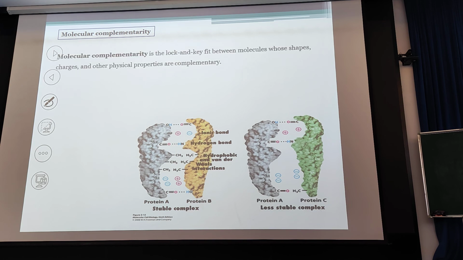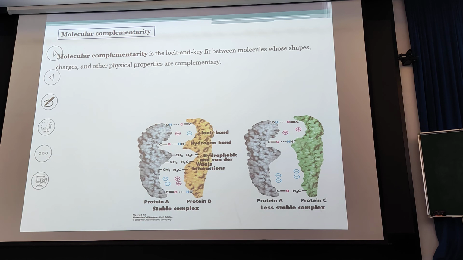The molecular complementarity of two proteins lets them bind more tightly than two non-complementary proteins. You can see the stable complex between protein A and B: they can form ionic bonds, hydrogen bonds, hydrophobic interactions, and van der Waals interactions, so this makes the two proteins more stable. Whereas with protein A and C, you see there are fewer weak bonds formed between them.